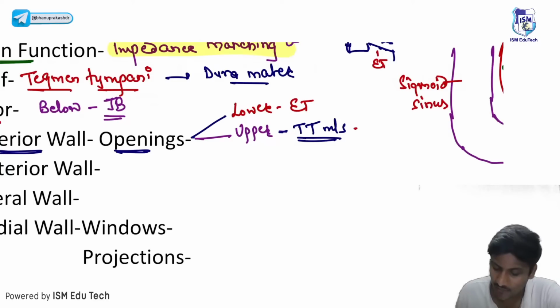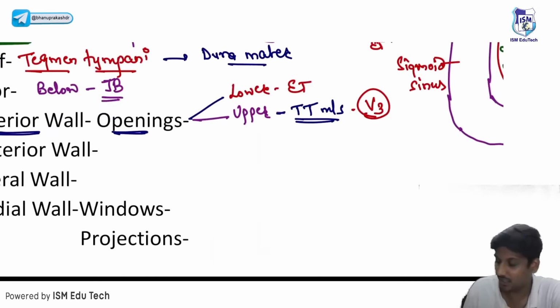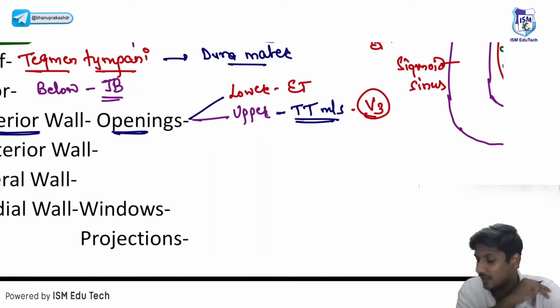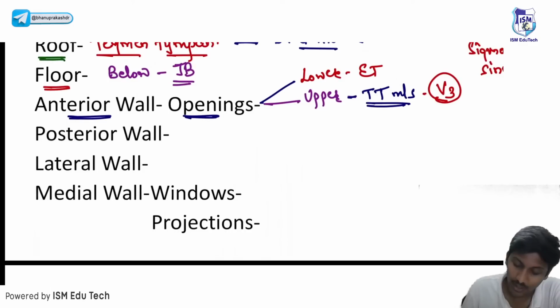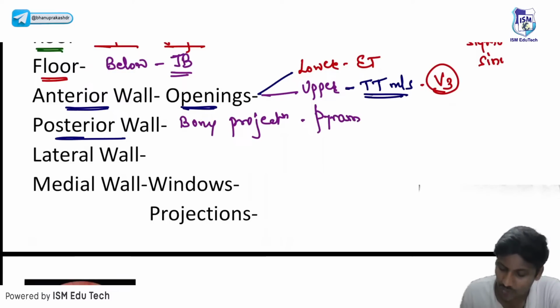The tensor tympani muscle enters from the anterior wall of the middle ear and attaches to the malleus. It is innervated by the mandibular nerve, and this was also a question. I'll write it as V3, the third division of the trigeminal nerve. Next is the posterior wall. The posterior wall has a bony projection, known as the pyramid. Which is the other muscle that will enter from the pyramid?